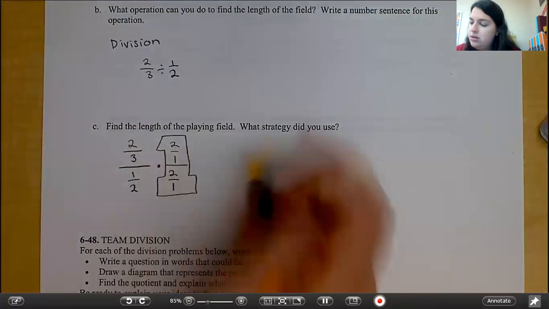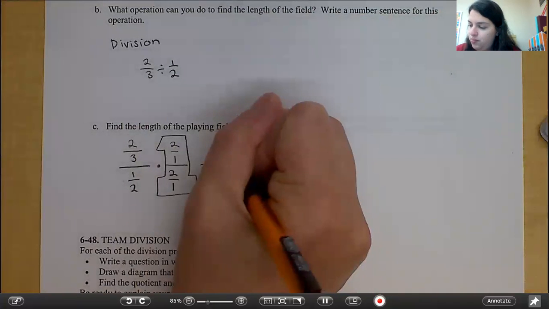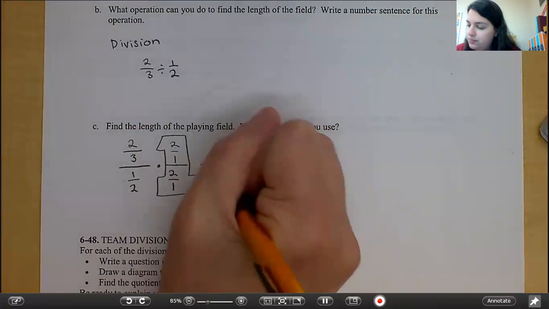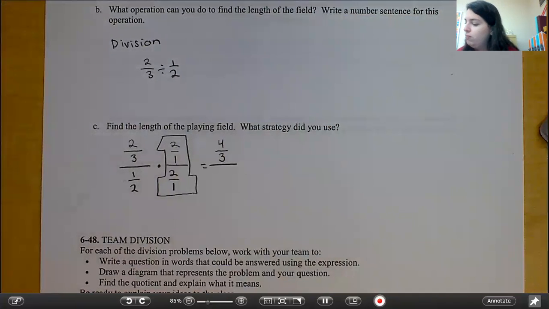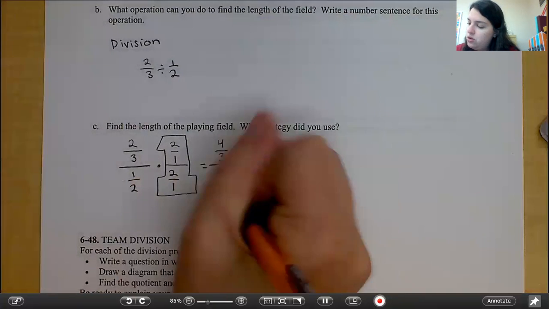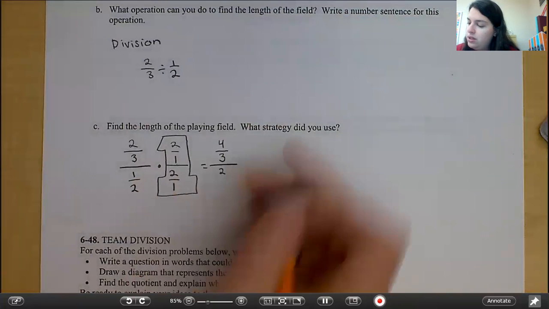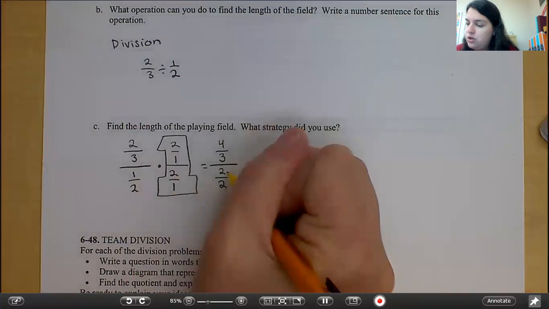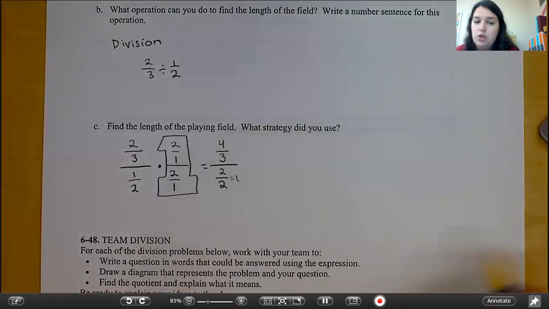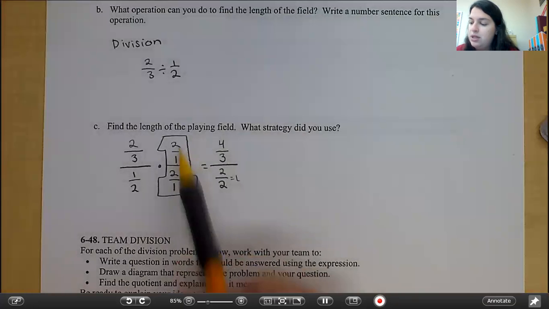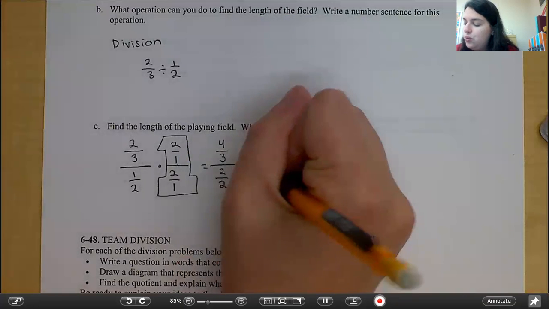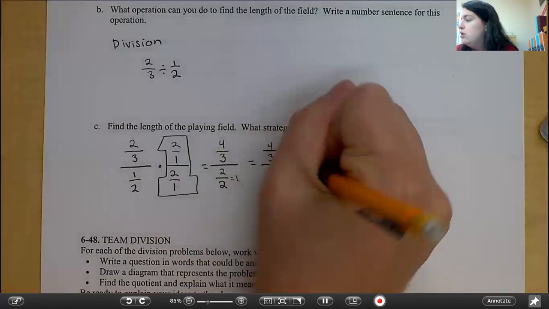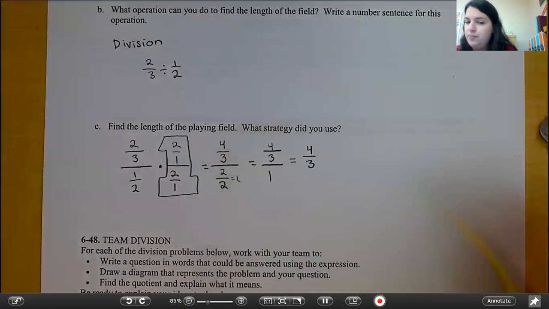2 times 2 is 4. 3 times 1 is 3. 1 times 2 is 2. 2 times 1 is 2. So now we can simplify. We know that 2 divided by 2 is just 1, which is what we want. We wanted that to happen because of our supergiant one. So we have 4/3 over 1, which in other words is just 4/3.